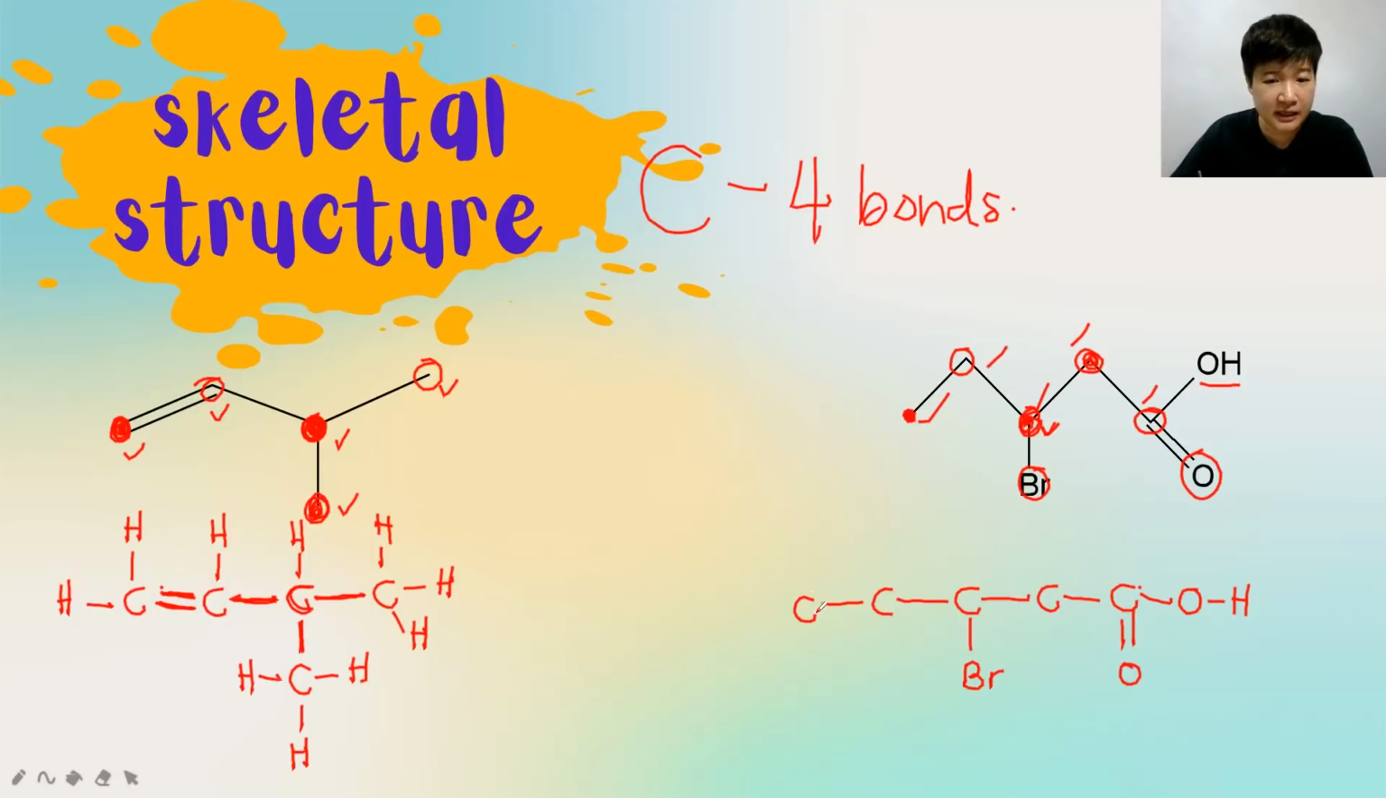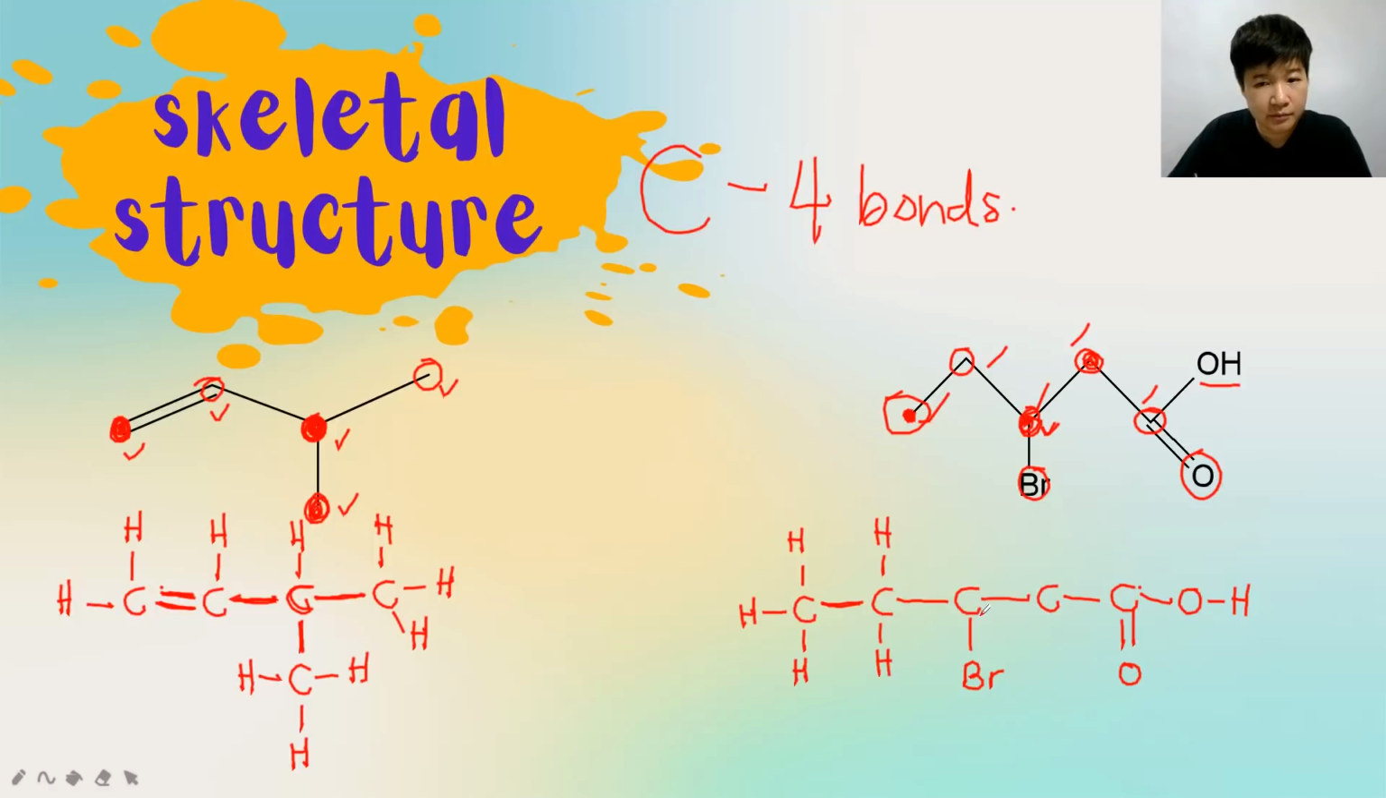Let's count from the left again. The first carbon on the left is holding a single bond only. So there are 3 more bonds available, and all the 3 bonds will automatically be filled with hydrogen. Nothing other than hydrogen because there's nothing else in your skeletal structure. The second carbon already has 2 bonds, so another 2 bonds with hydrogen.